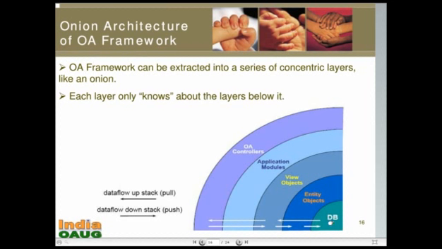What is the lowest layer? Database. After that we have the entity object, after that the view object, after that the application module, and after that your controller.